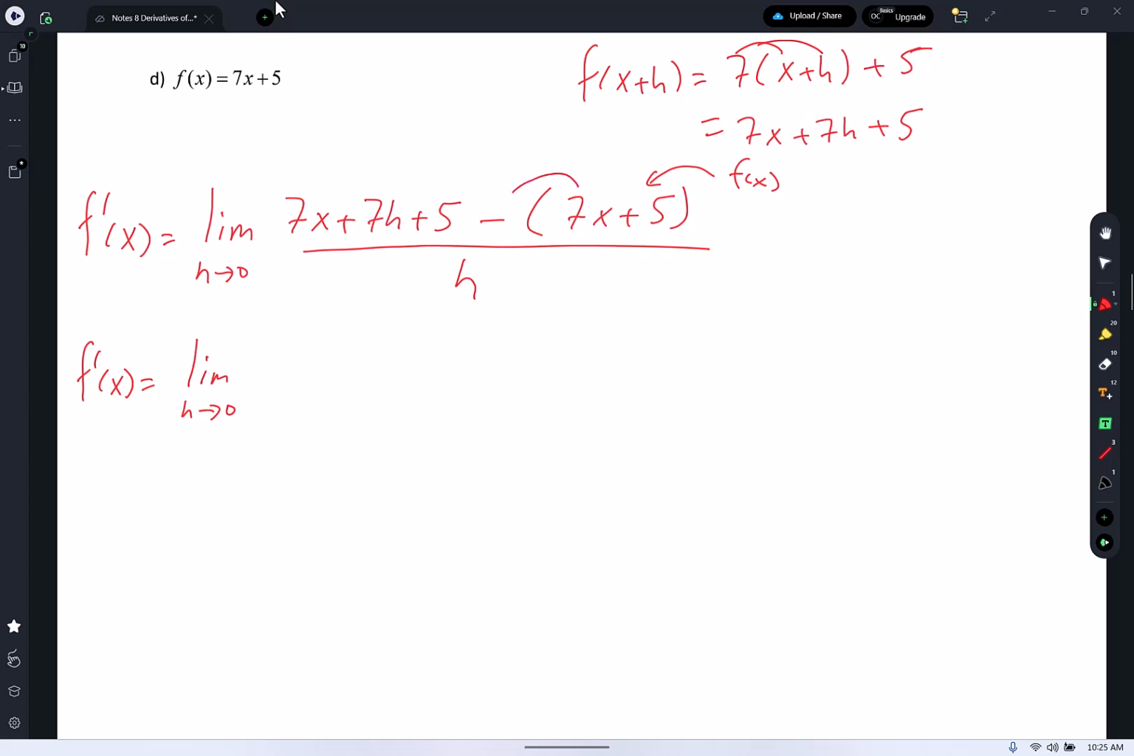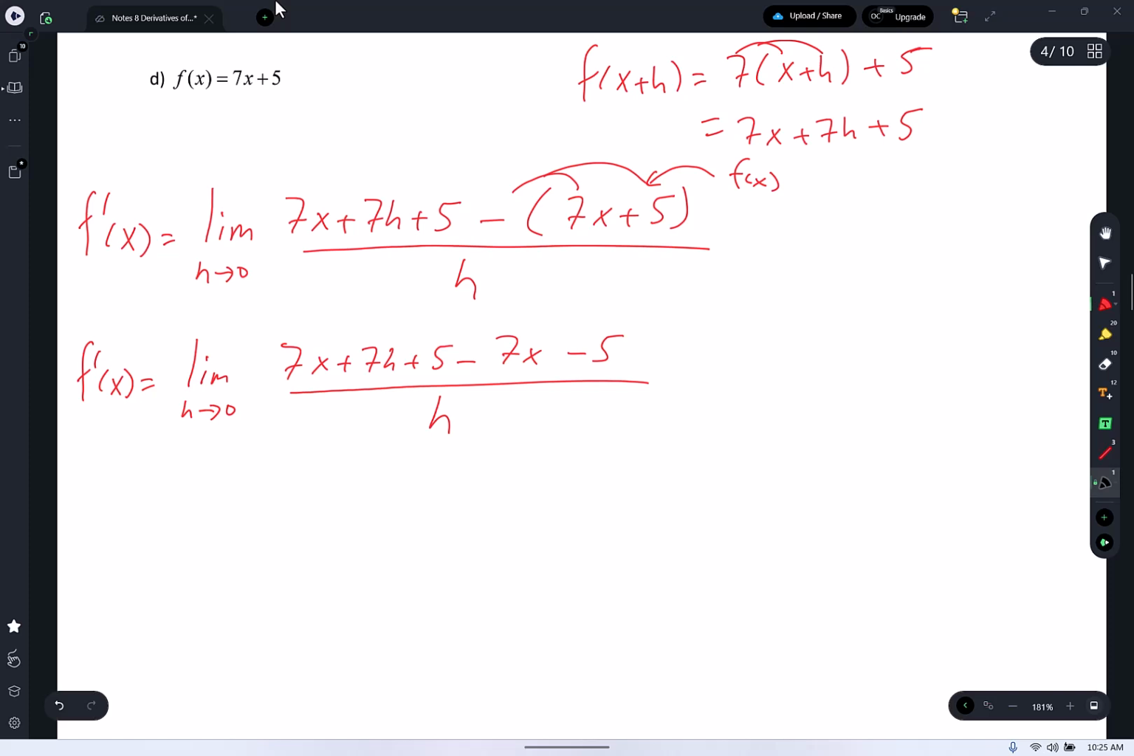Limit as h approaches 0. All I'm doing is distributing the negative, guys. 7x plus 7h plus 5 minus 7x minus 5 all over h. What zeros out? The 7x's and the 5's. Well, look, you only have a 7h and an h. So what can I cancel out, Ortiz? An h. All I have left is what? A 7.